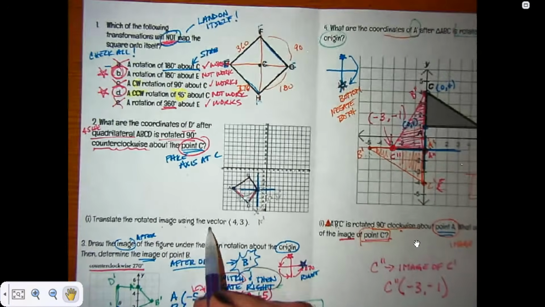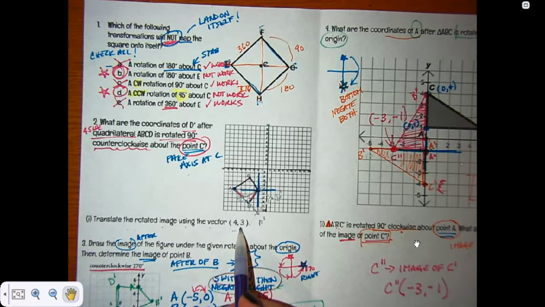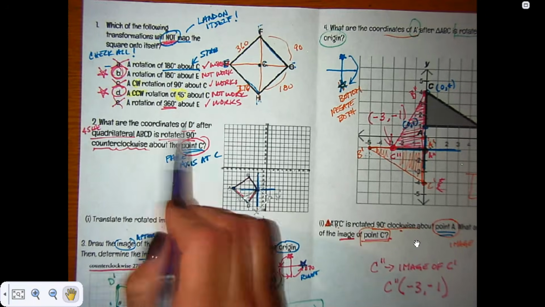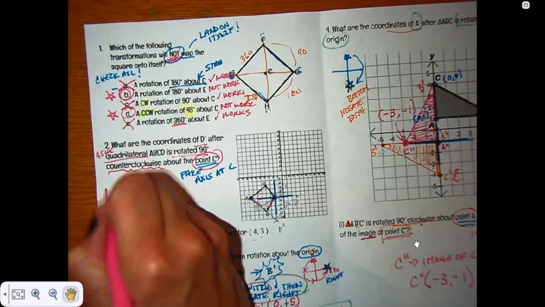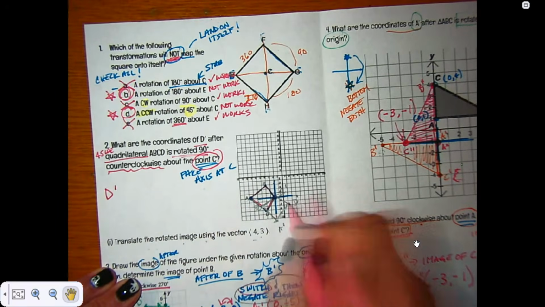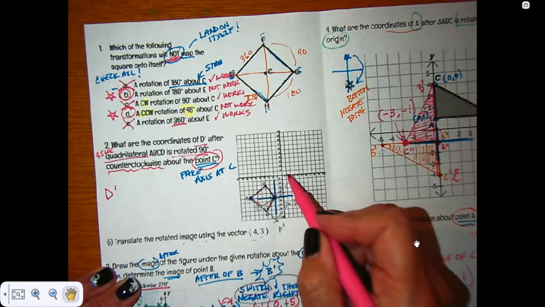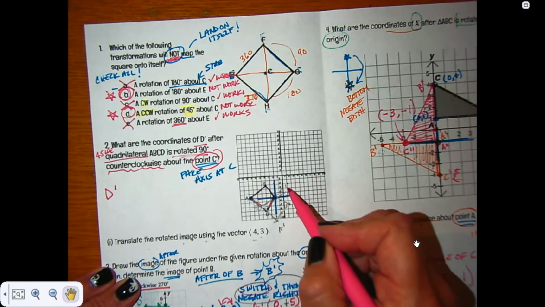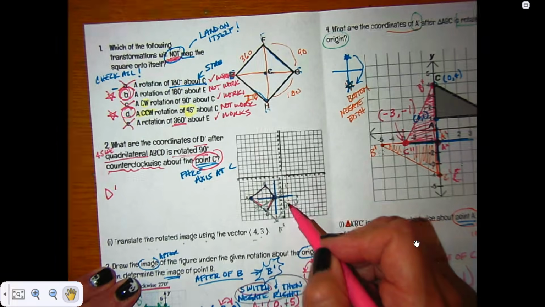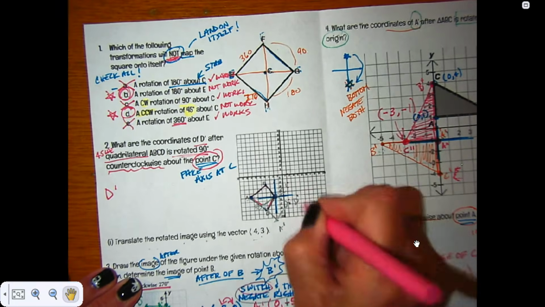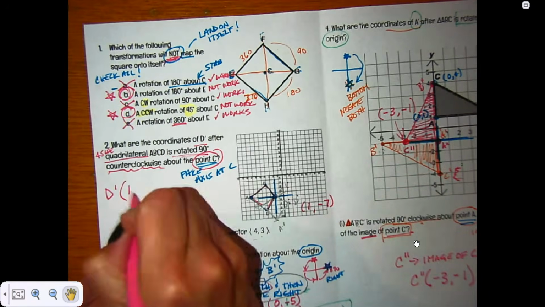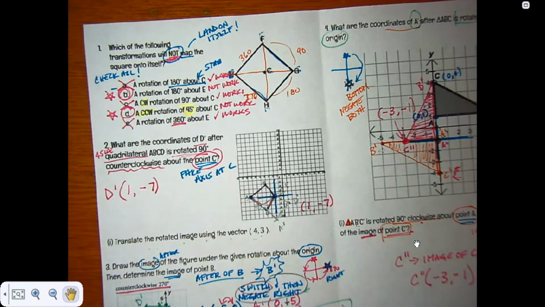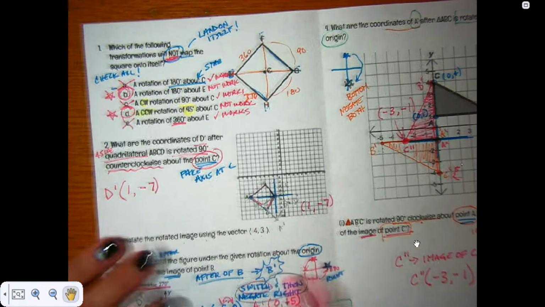Okay, it says, translate the rotated image using a vector of 4, 3. Oh, do we need anything? What are the coordinates of D? The only one we needed to say where it was is this D prime. So where's D prime at? Over here. Looks like it's over 1 and down 1, 2, 3, 4, 5, 6, 7. It's over 1 and down 7. So that is going to be 1 comma negative 7. It's going to be easier if you have your paper and you could do that.